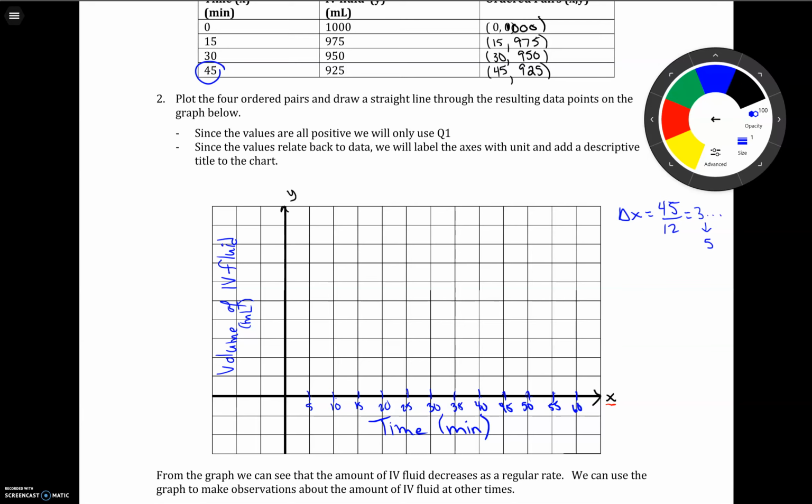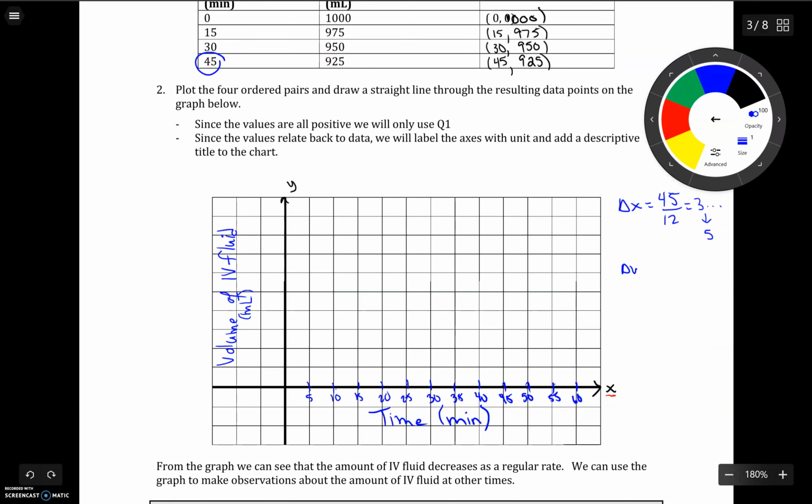Okay, now that our x-axis is labeled, we can figure out how we should label the y-axis. For the y-axis, I need to get up to 1,000, and I've got how many squares to get there? 1, 2, 3, 4, 5, 6, 7, 8, 9, 10 if I want to get all the way to the top. So I could go up by 100. Okay, awesome. So we'll start labeling that 100, 200, 300, 400, and so on.